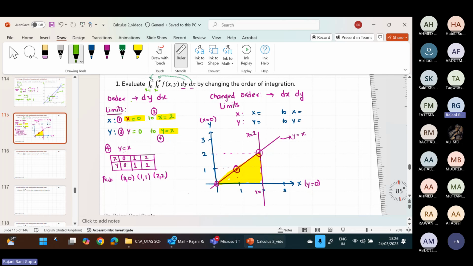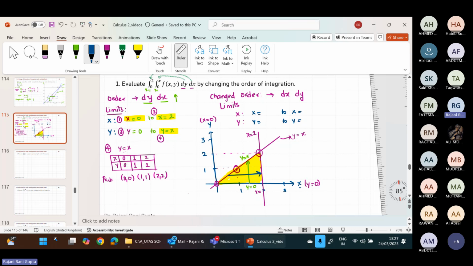Okay, so now what is happening here? When your order of integration is dy dx, it means you are moving vertically, from down to up, because here y equal to 0 and here y equal to x. Now, when we ask you to change the order of integration, you have to move horizontally within this area, because x varies horizontally.